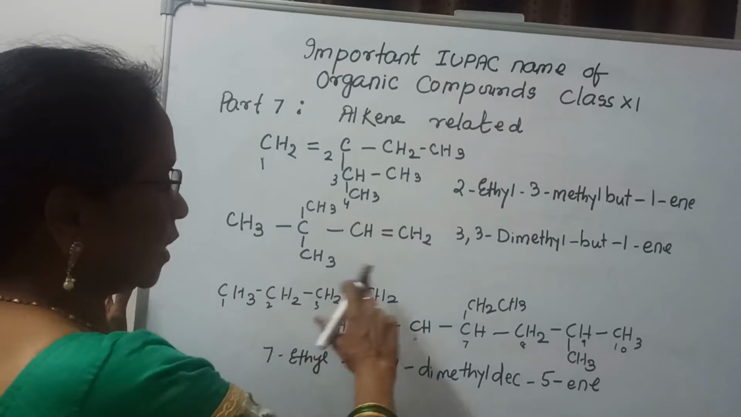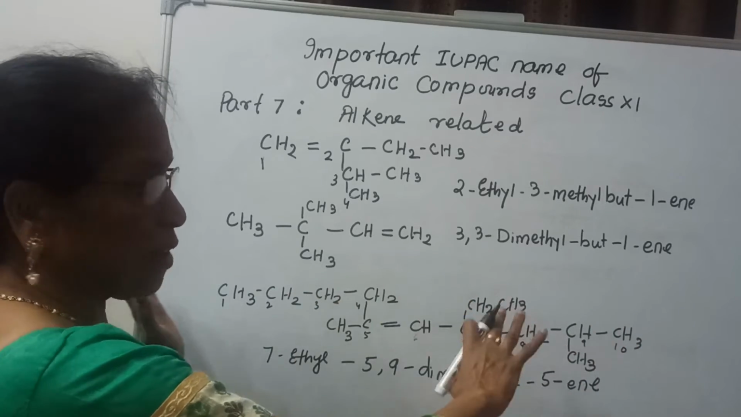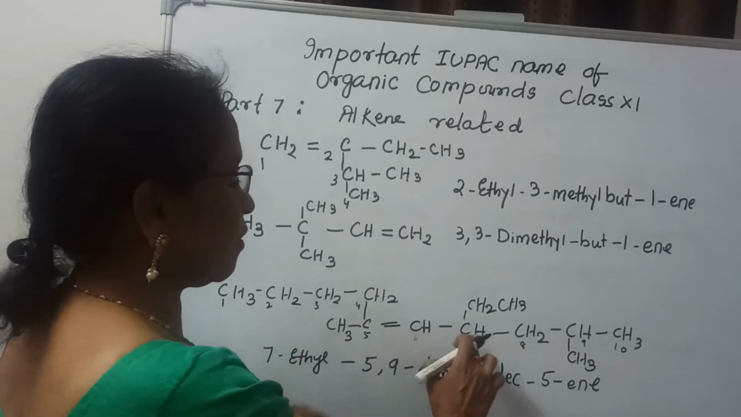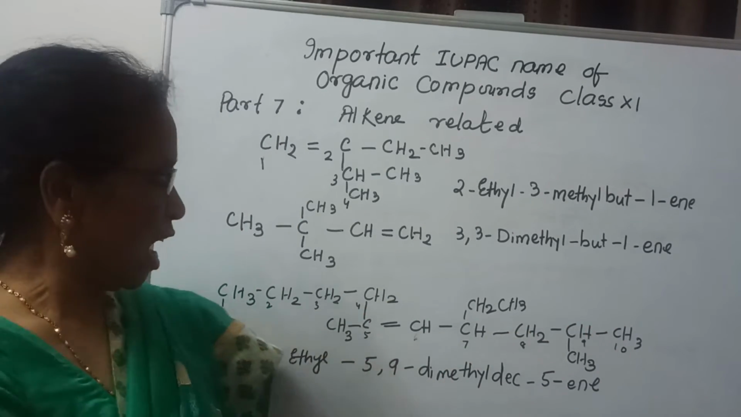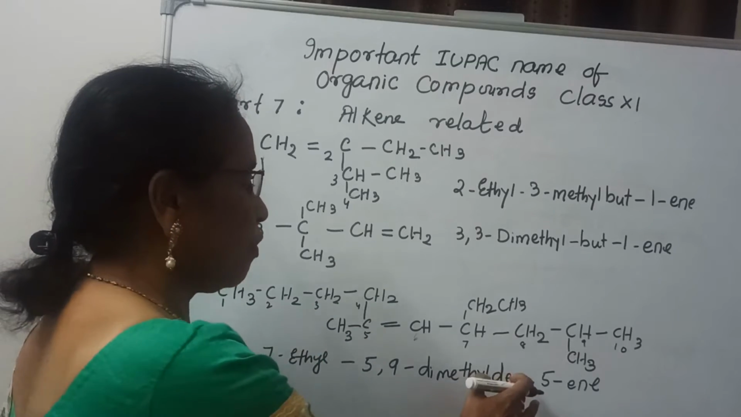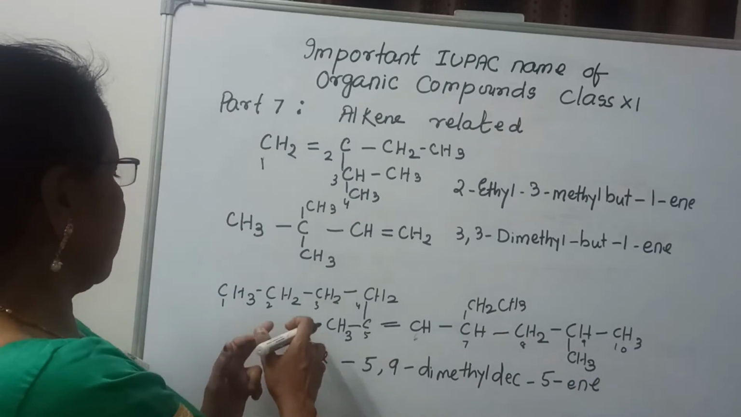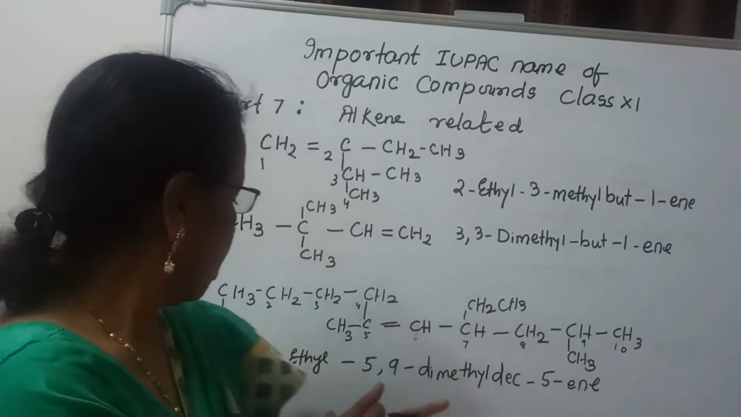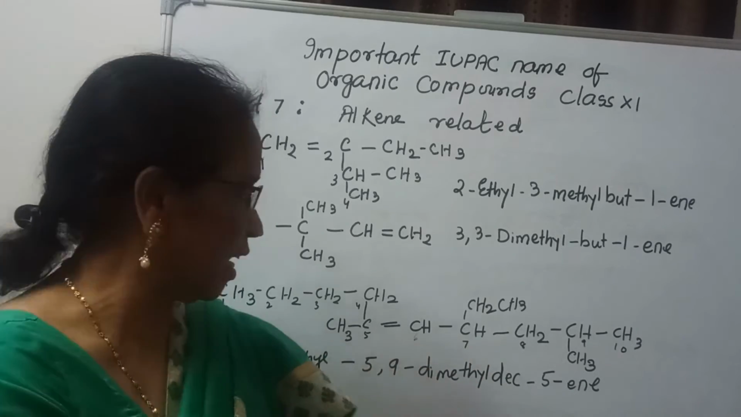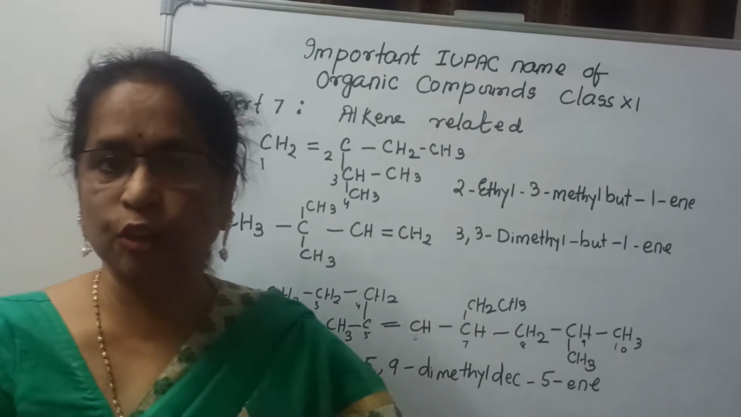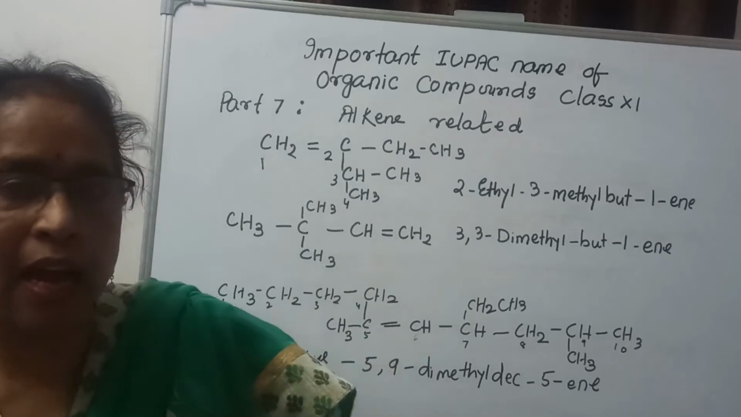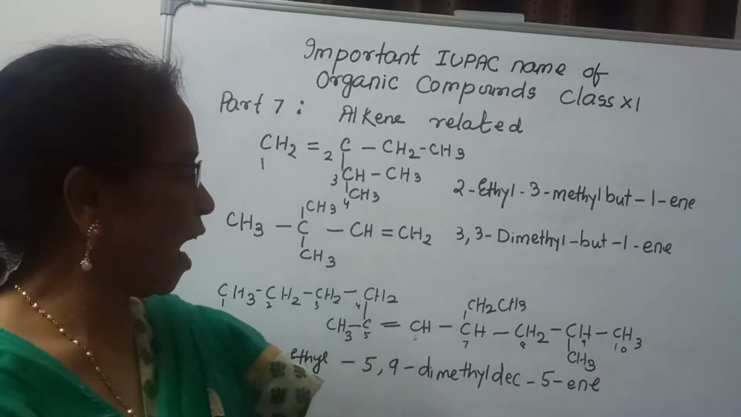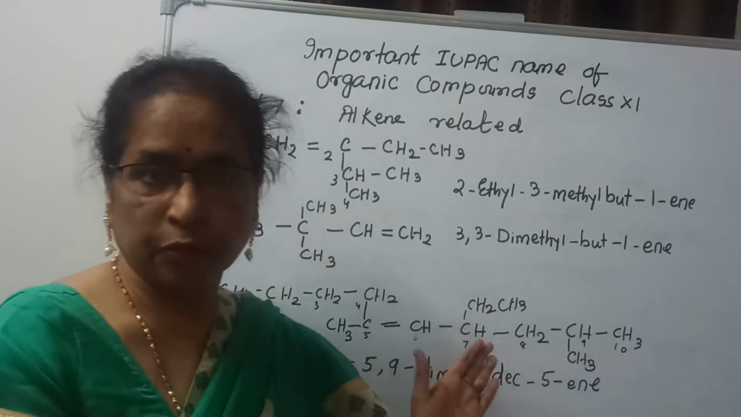Again you see this is the longest structure, and in a very complicated structure you will find the longest chain 1 2 3 4 5 6 7 8 9 10. 10 means dec. After 5 there is a double bond, so 5-ene completed. Then in 5 position there is a methyl group, in 9 position there is a methyl group, so 5,9-dimethyl, and in 7 position there is an ethyl group, so 7-ethyl-5,9-dimethyl dec-5-ene. I hope you feel it is easy.